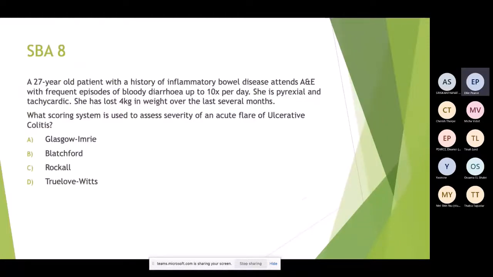Okay, so question eight. A 27-year-old patient who has a history of inflammatory bowel disease attends A&E. She's got episodes of bloody diarrhea 10 times a day. She's got a fever, she's tachycardic, and she's lost 4 kilos in weight over the last few months. What scoring system is used to assess a flare of ulcerative colitis?